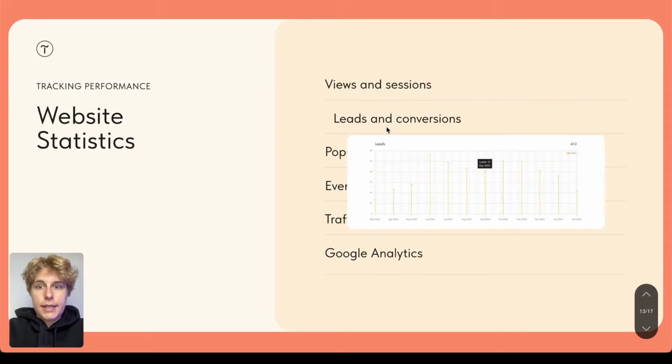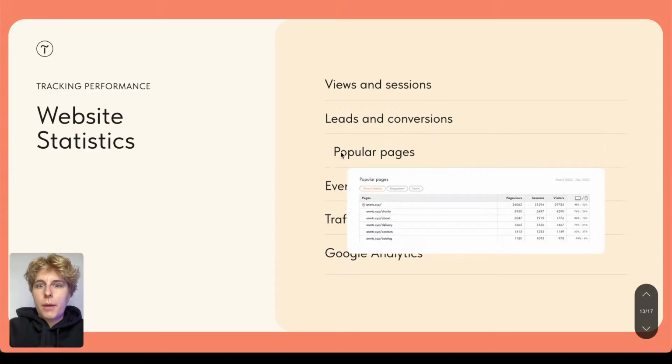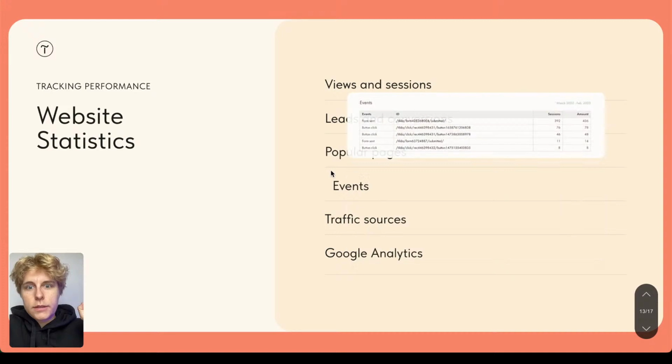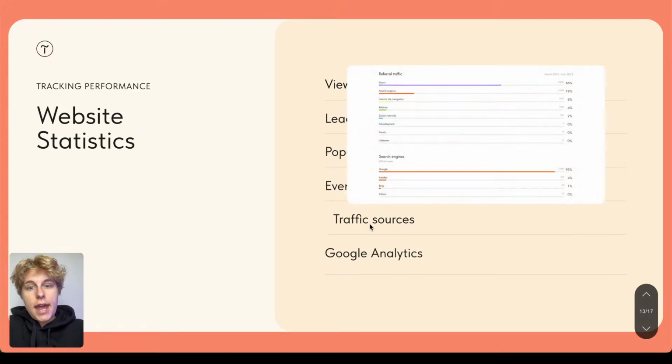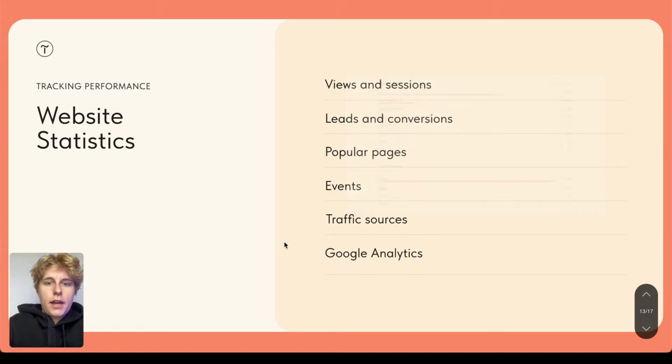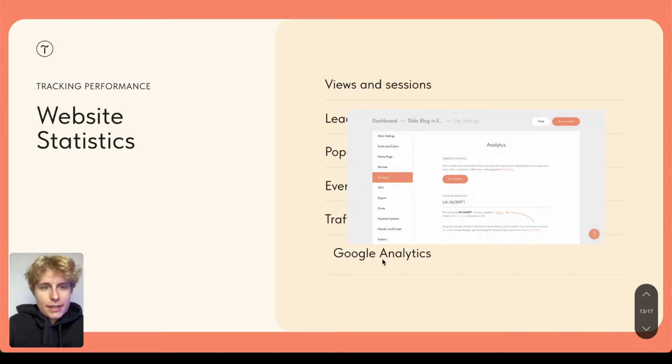You can see leads and conversions. You can go through the popular pages, the engagement and events. You can check the UTM tags, and you can check the traffic sources and the location of your visitors, which all in all gives you already a lot of information to understand a little bit what to improve and what to work on. And also, of course, you can connect Google Analytics.